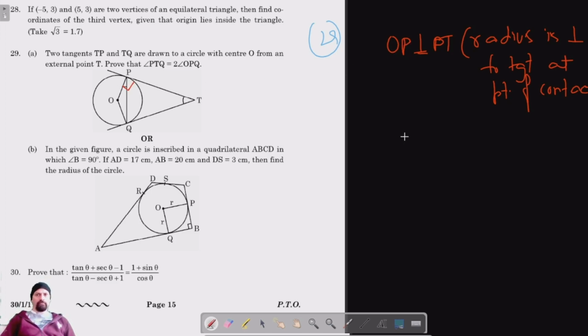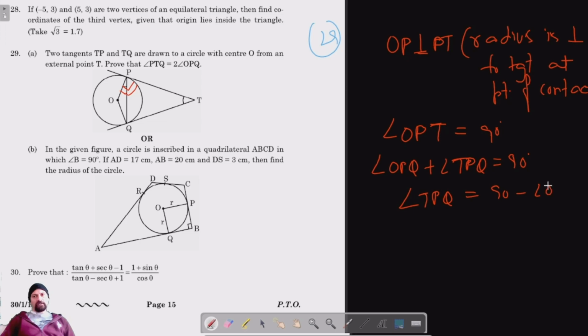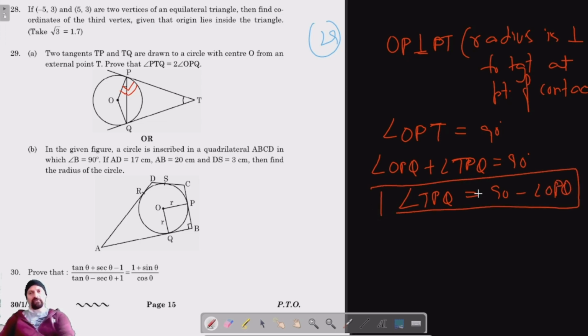So that means angle OPT is equal to 90. Angle OPT is comprised of OPQ and TPQ, so I can write it as angle OPQ plus angle TPQ is equal to 90 degrees. Okay, so this gives me angle TPQ is equal to 90 minus angle OPQ. Let's keep this as equation 1.